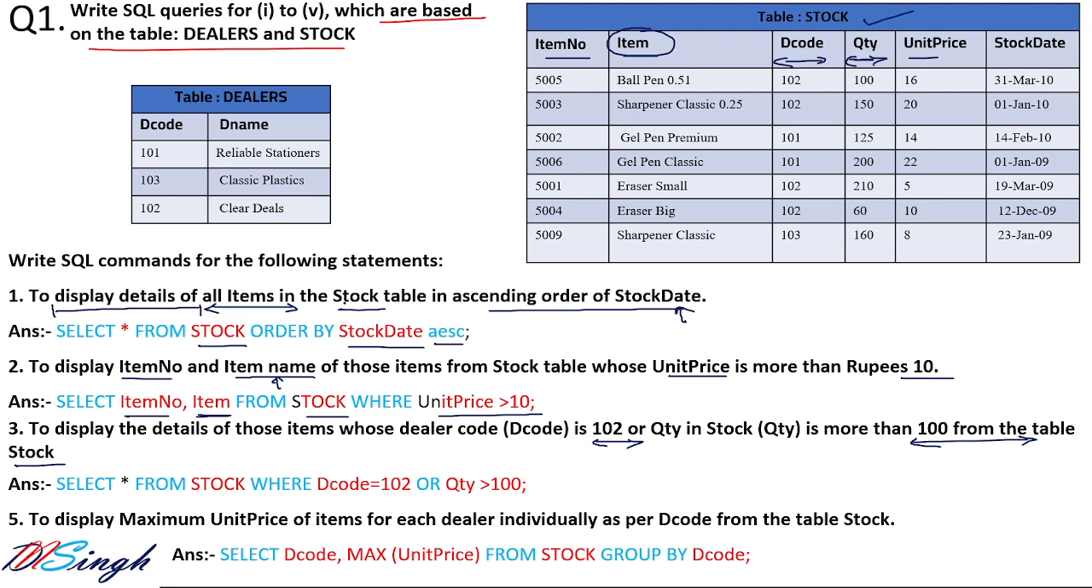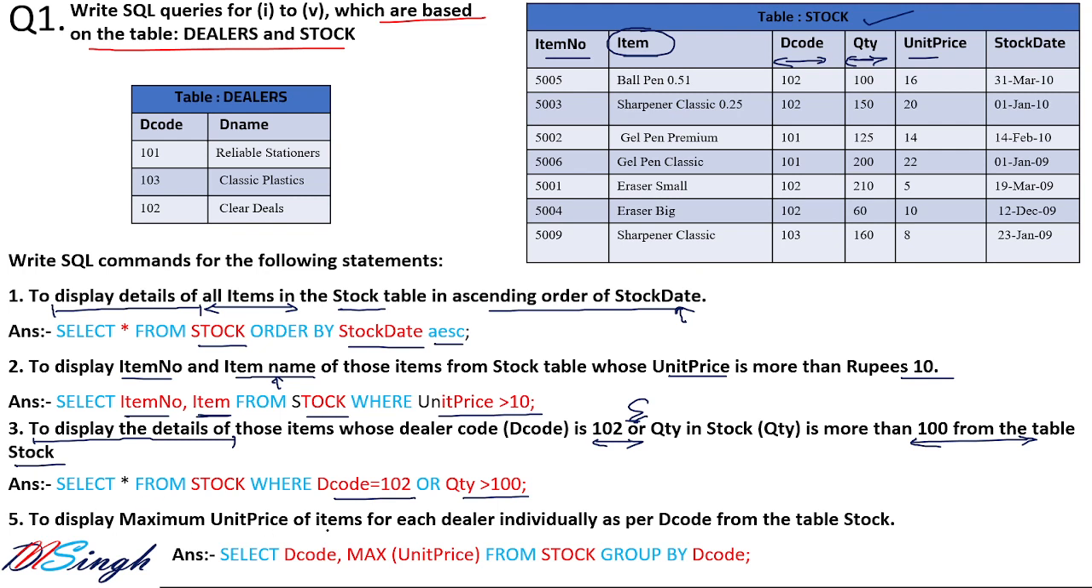I can display the details. So remember, it is asking to display the details. So which command are you going to use? Select command, because for displaying data, select command is used. Select star from stock, because all the columns which I want are available in the stock only, where D code equal to 102 or quantity. Why is it OR? Because OR is given in the question. If either condition is satisfied, either D code is 102 or quantity is greater than 100, then all the details of such items should be displayed.